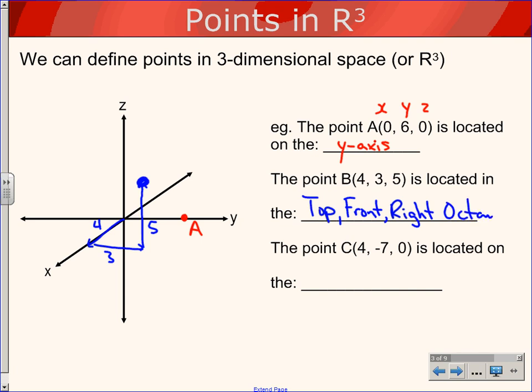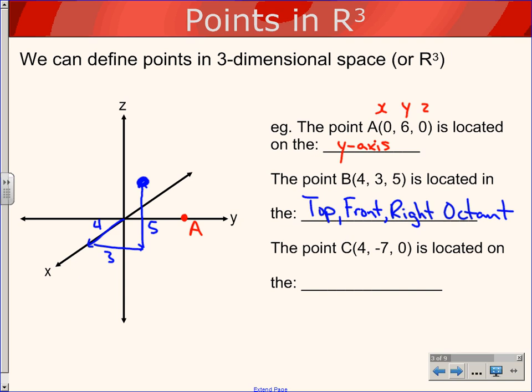And that's something that we will hardly ever say again, because you say 4, 3, 5, and we're going to be able to picture where it is. Technically, that's the description, right? It's in the top, it's at the front, and it's on the right, and it's an octant. Again, we probably won't say that too often, but technically that's correct.